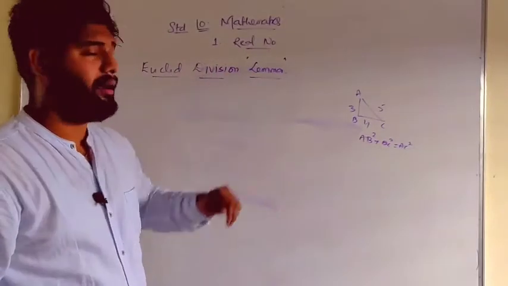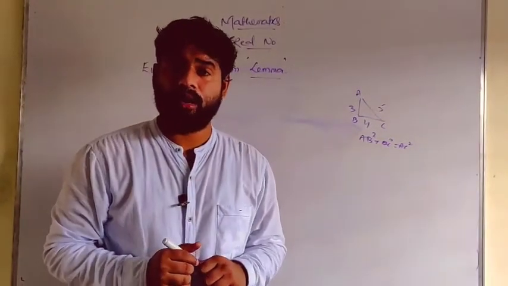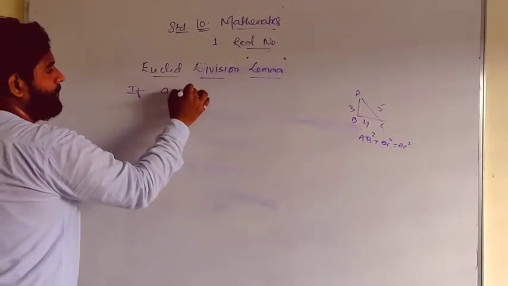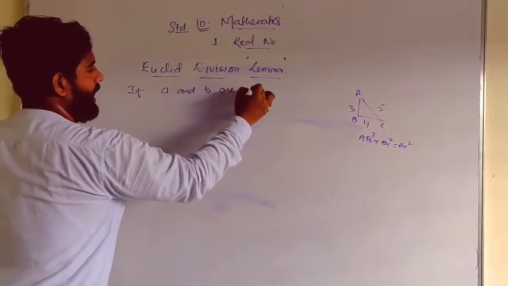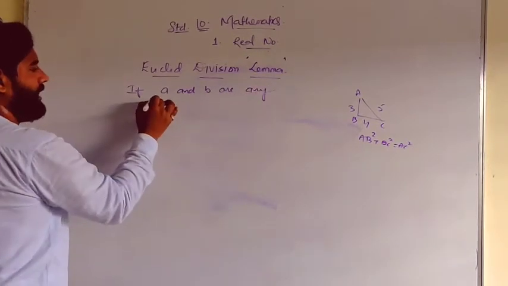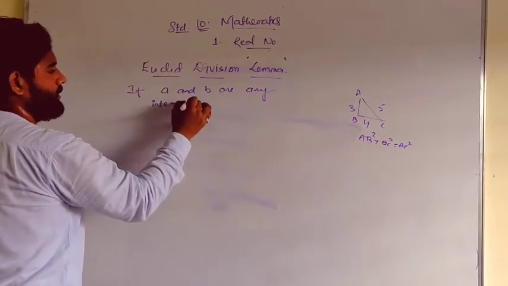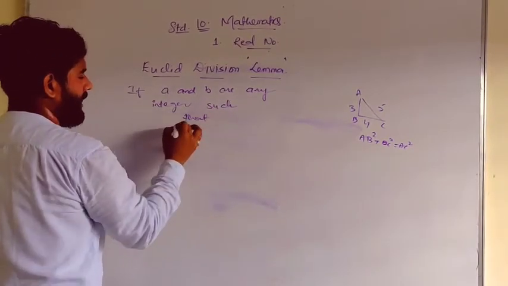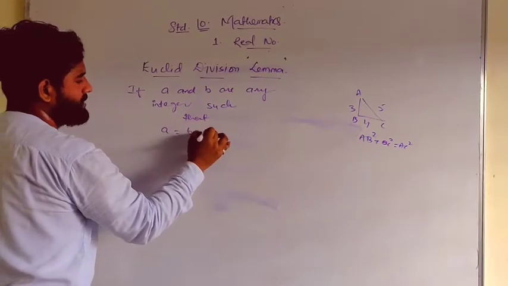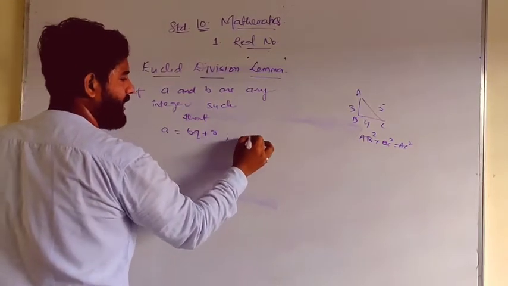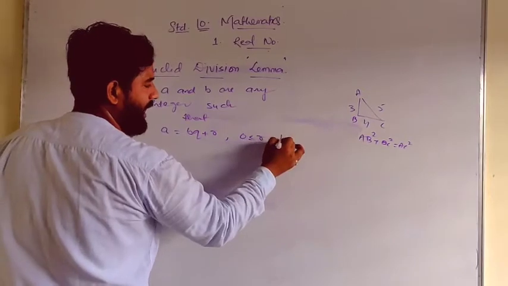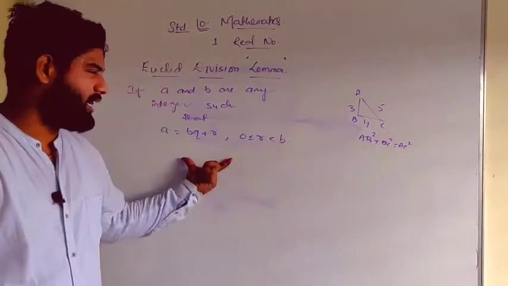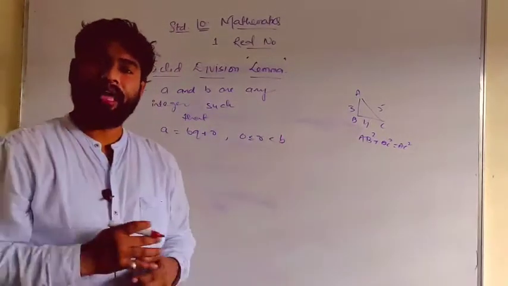So Euclid division lemma. Now Euclid division lemma tells you that if A and B are any integers, such that A is equal to BQ plus R, where R is either 0 or more than that and less than B. This is the statement of Euclid division lemma. Now it is quite difficult. Let us see by example.